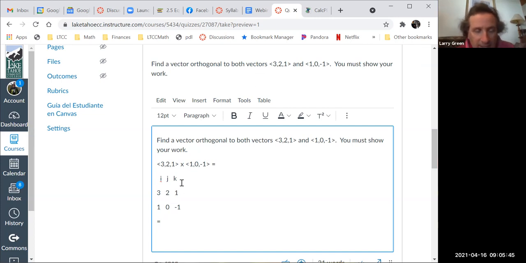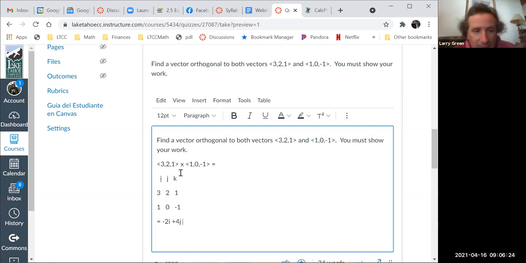So now we take the i component, and for the i component, you get rid of the first row and the first column, and we find the determinant for 2, 1, 0, -1, which is just -2. So we get negative 2i. And then minus, we take the j component, and we get rid of the first row and second column. And you get 3 times negative 1 minus 1 times 1, which is negative 4. And it's minus negative 4, so that becomes plus 4j.